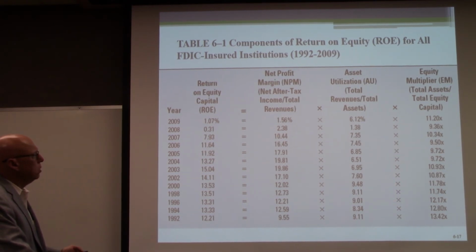So the big change was right here in your profit margin. And that came from writing down loans. And also, lending dropped off as well.